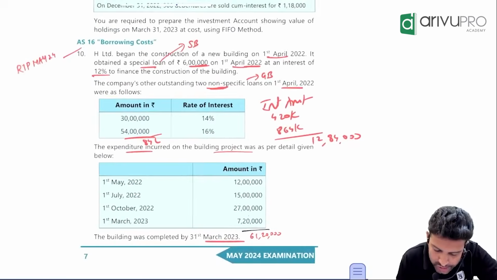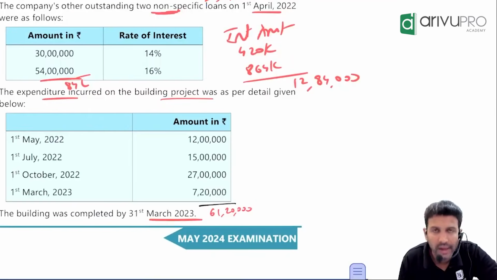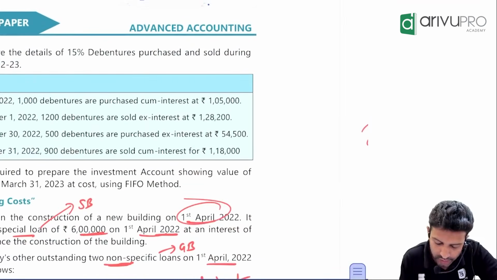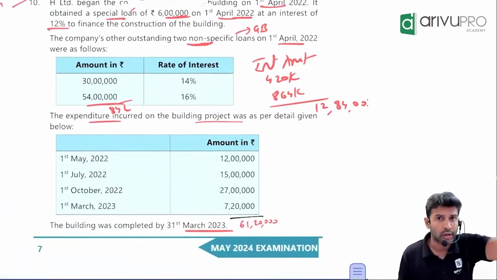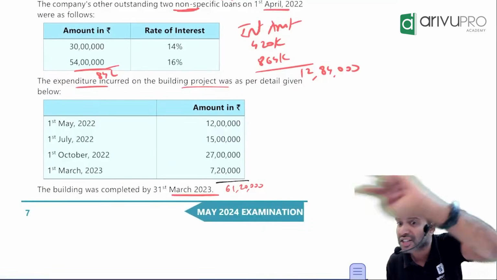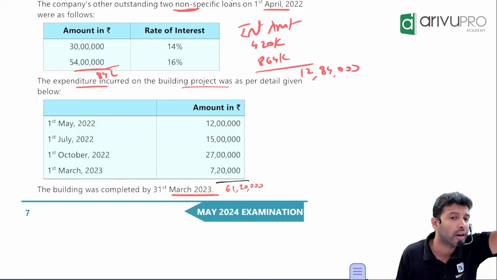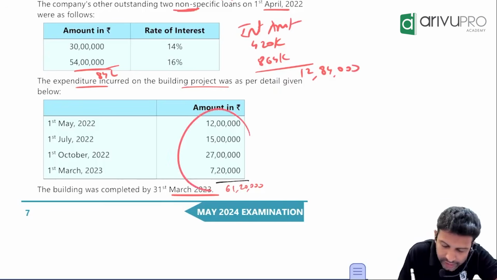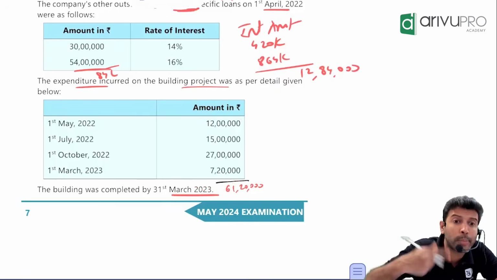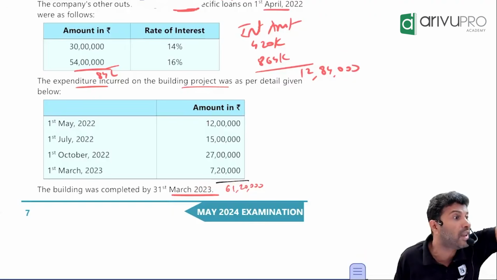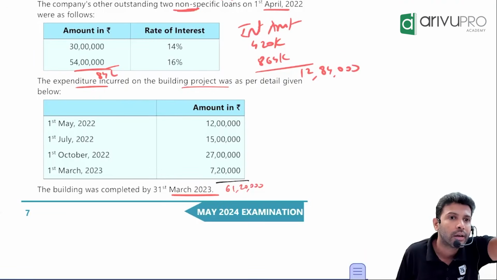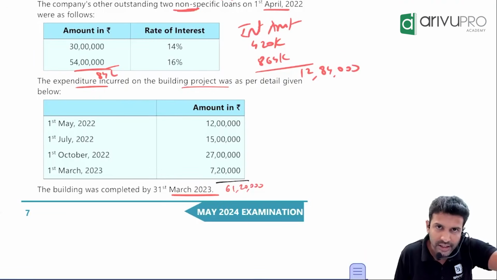When did you start utilizing that amount? The 12 lakh rupees you utilized on 1st May. So the year is starting on what day? 1st April. So if the capitalization rate is based on weight, you can't take this expenditure straight away. This also should be weighted. Everything should be weighted in terms of time.